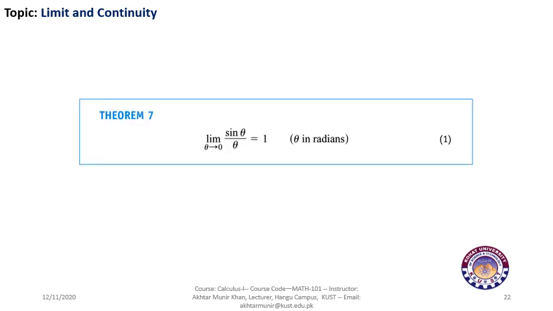So using the fact in the previous figure, we conclude that limit theta approaches 0, sine theta by theta equals 1, where theta is in radians. This is an important theorem and an important result. We will frequently use it in various calculations in the coming lectures.